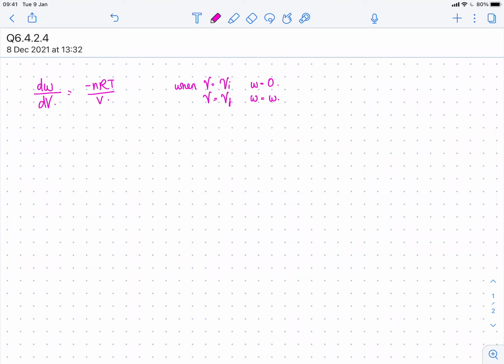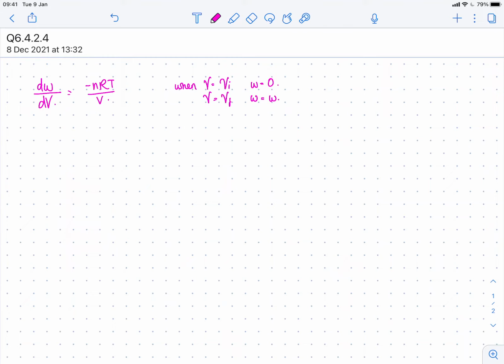And so we're given this equation, dw by dv is equal to minus nRT over v, and we're given some limits. So when v is equal to vi, the vi stands for initial volume, then w is equal to 0. The work done is 0. So we're saying that we haven't got any work done in our system before we do anything. When v is equal to vf, w is equal to w, so w is our work done. And so it's the difference between the initial and final.